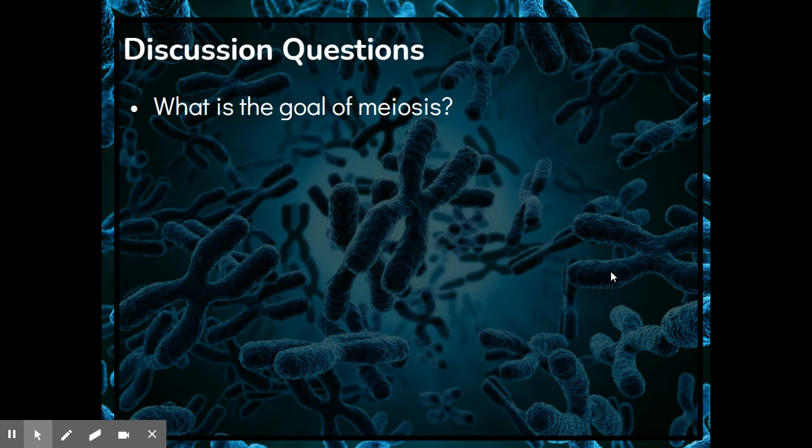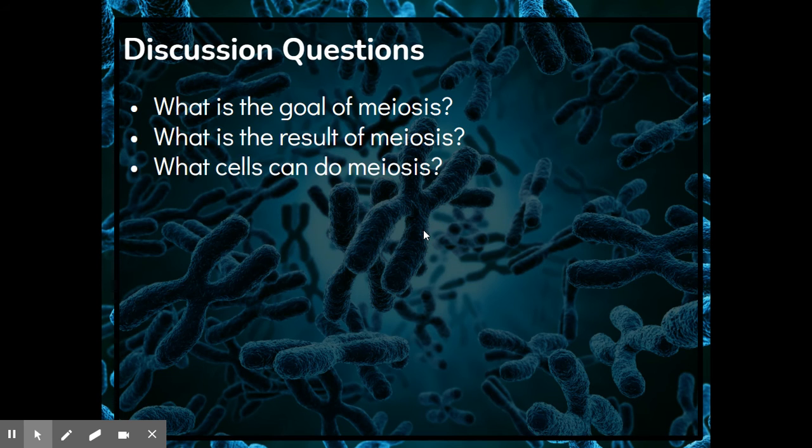Okay, so first thing we need to think about: what is the goal of meiosis? What is the result of meiosis? Which cells can go through meiosis? Do all cells go through meiosis? What happens in meiosis? These are the things we need to discuss. So think about that for a second. Maybe jot it down. Press pause.